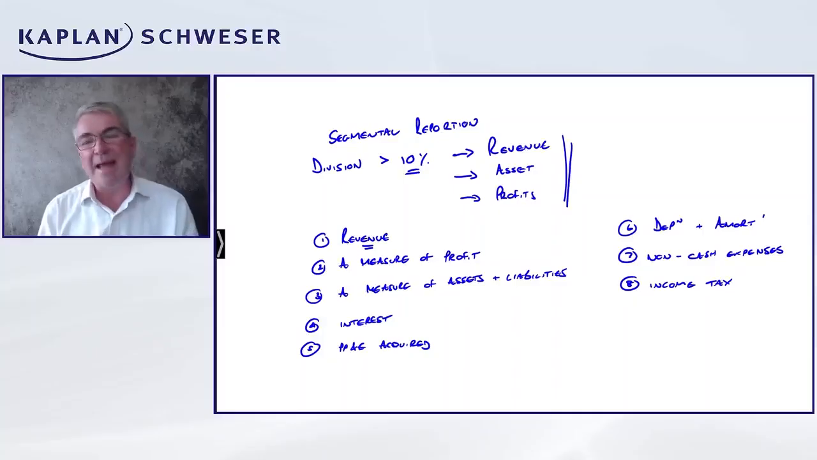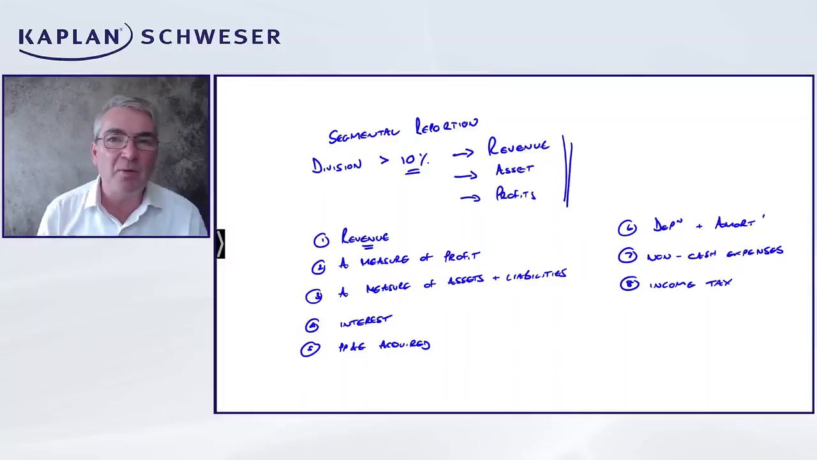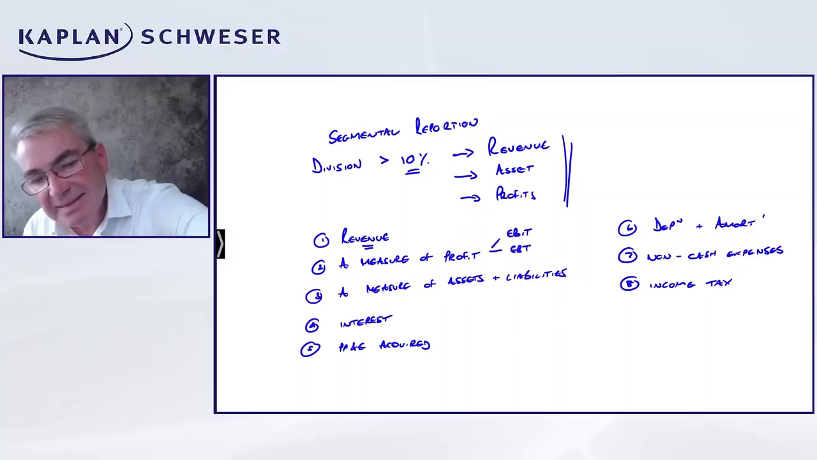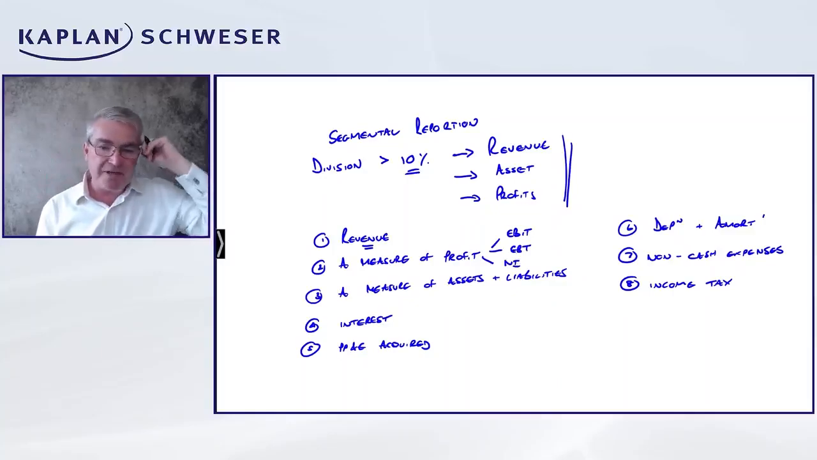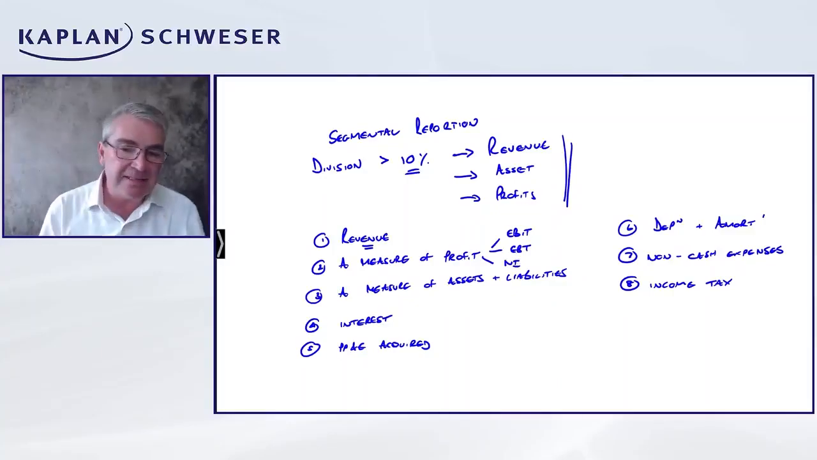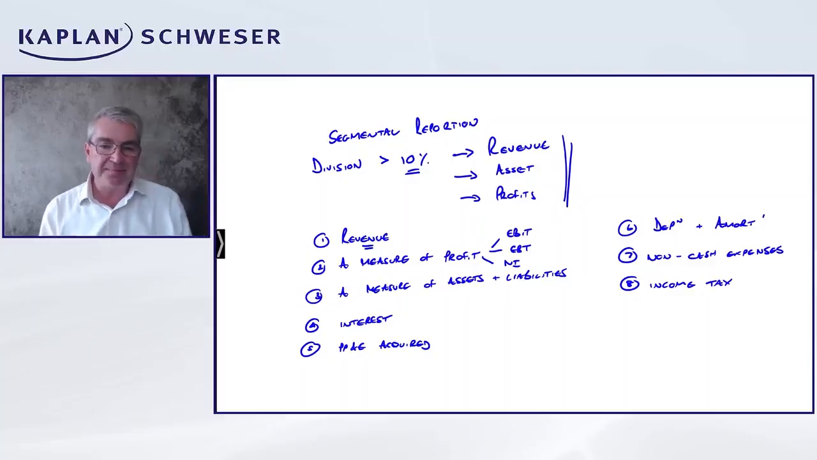You need to report a measure of profit. Often things like EBIT are reported here, so it could be EBIT, it could be net income, it could be earnings before tax, etc. But it just requires a measure of profit. And again, what that measure needs to be, you'll need to look at the individual accounting standards.